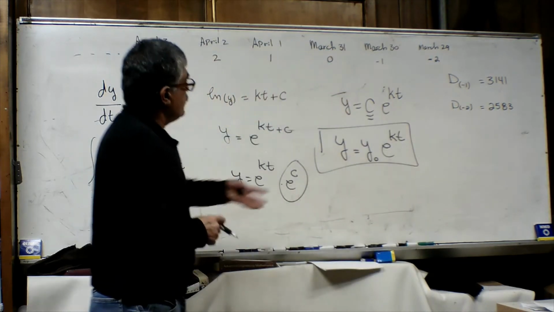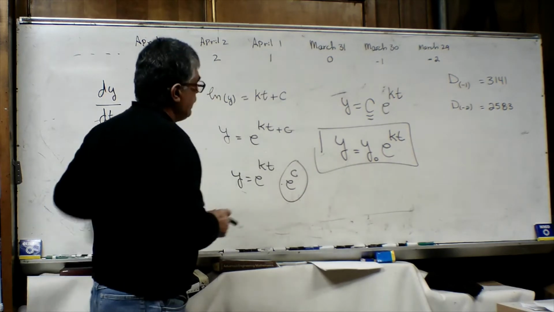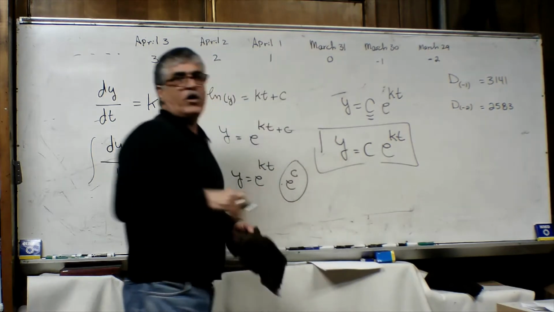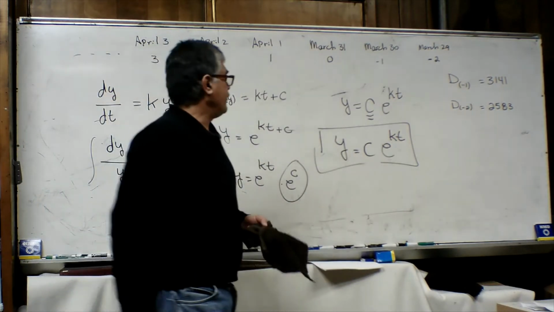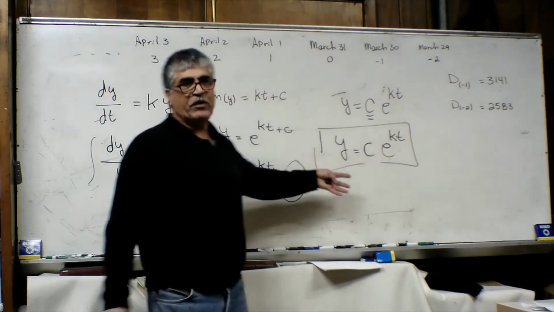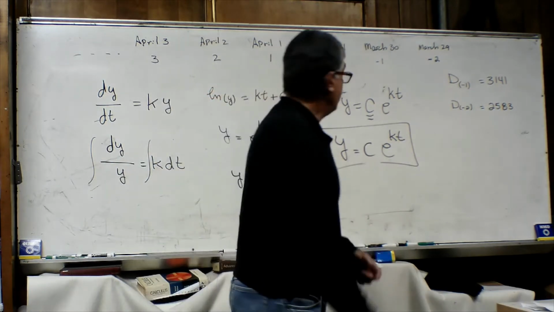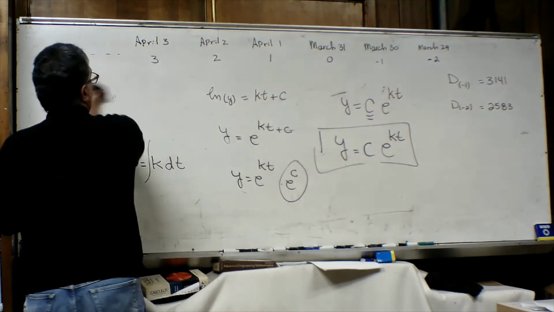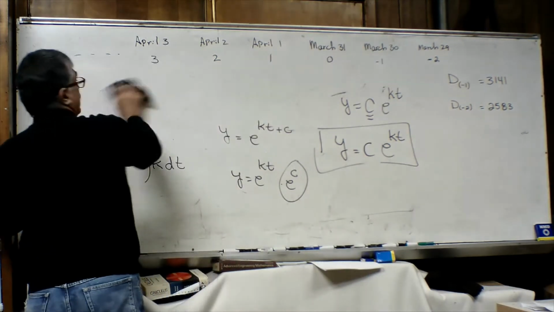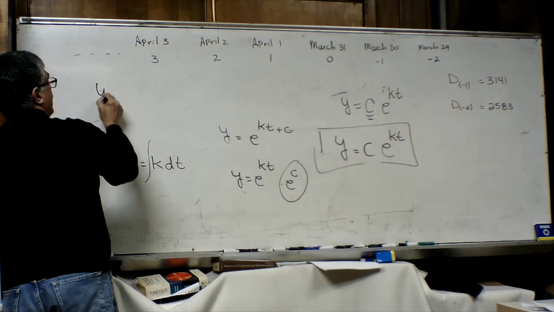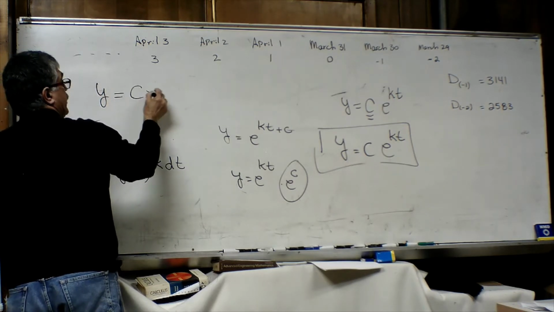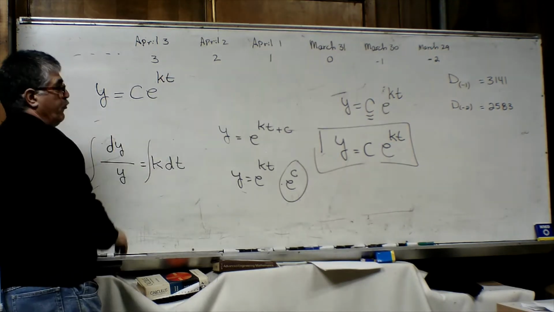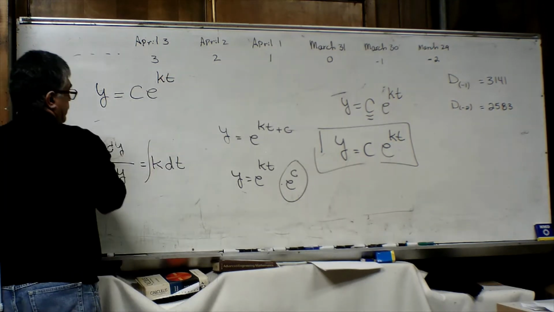So this is our general formula. But let me go ahead and write this C again, for those who are in math, in differential equations. This will be more understandable. Okay, so let me write that equation here. This y is equal to C e to power kt is our general formula for a growth rate.